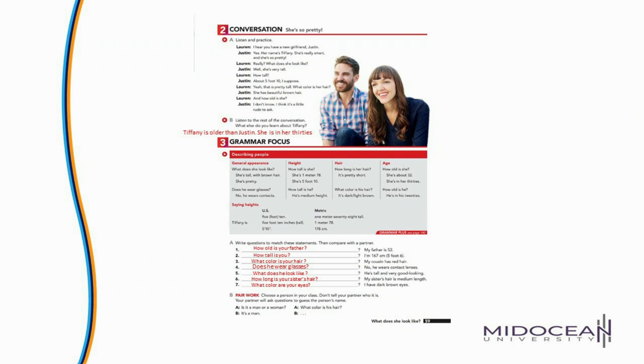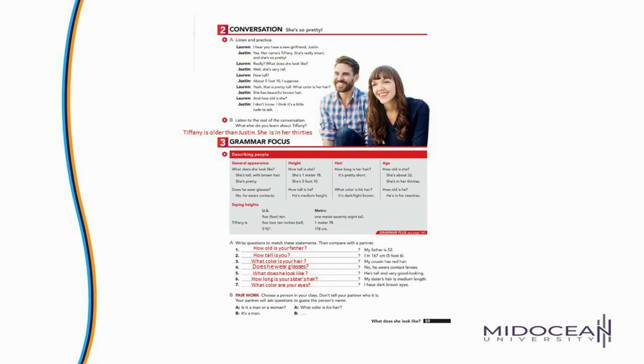Question number one. How old is your father? Question number two. How tall are you? Question number three. What color is your hair? Question number four. Does he wear glasses? Question number five. What does he look like? Question number six. How long is your sister's hair? And question number seven. What color are your eyes?